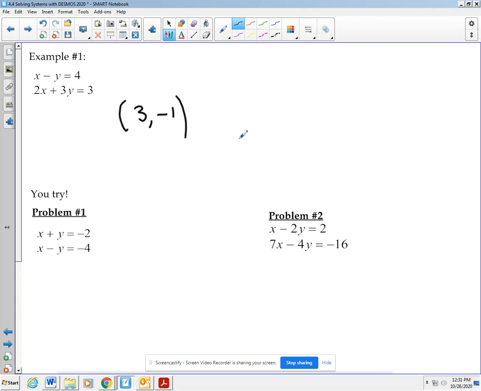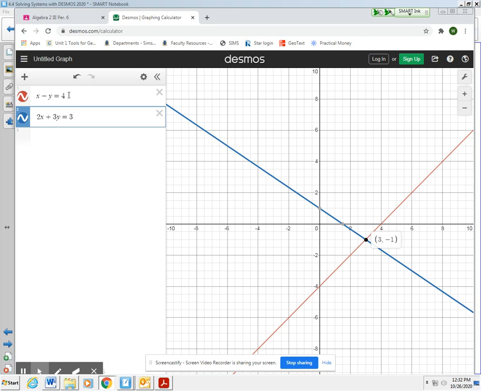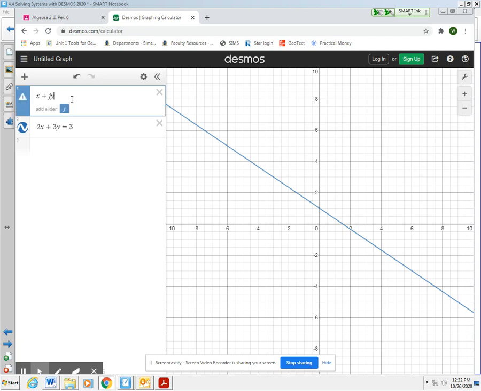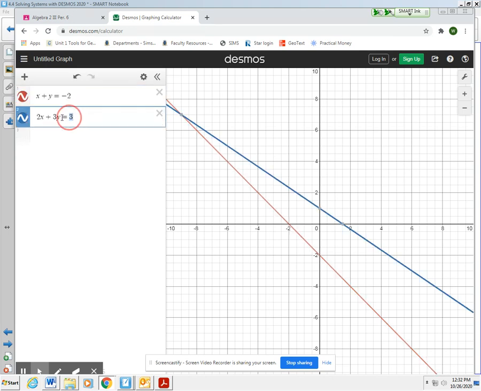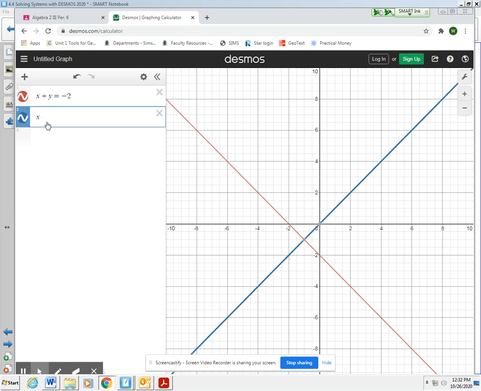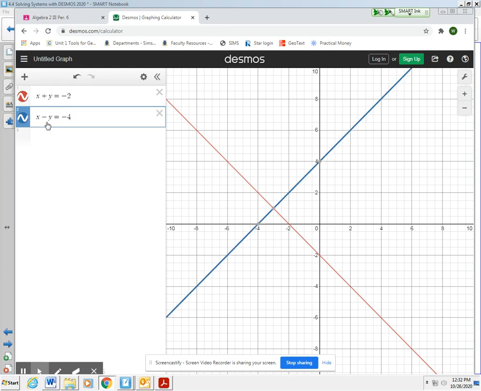Now, how do you do the second problem? The second problem can be easily solved using the elimination method. Okay, because if you add vertically, the y's will cancel. But again, let's use Desmos.com to check our work. So if you use Desmos.com, let's type x plus y is equal to -2. And the second equation is x minus y is equal to -4. So where do the two lines intersect?